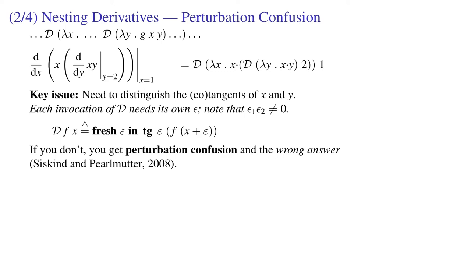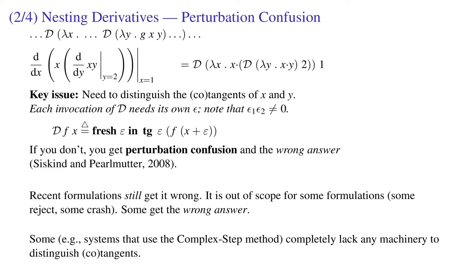When I say epsilon i, or a different tag, these might be implemented in lots of different ways, like by nested structures with existential types for safety, or a variety of other techniques. We're abstracting all that away and just saying tag, different epsilon tags, different indices. Recent formulations often still get this wrong. For some of them, it's out of scope. You can't even express nesting. For others, they crash or get the wrong answer.